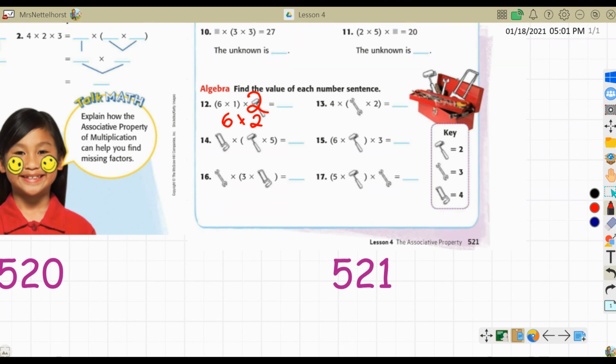This is associative property. It is not hard. It's not even complicated. It's pretty simple. So good luck and do your best.